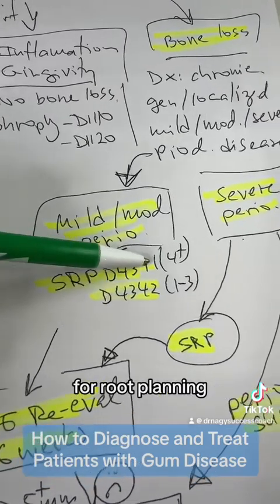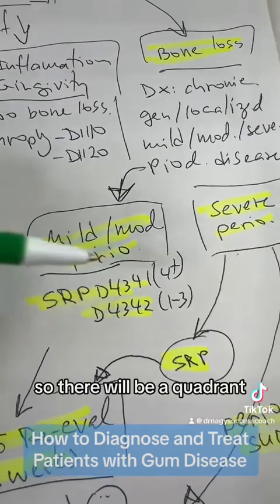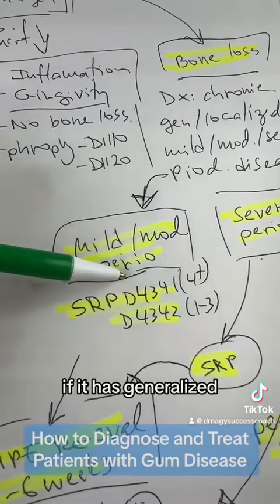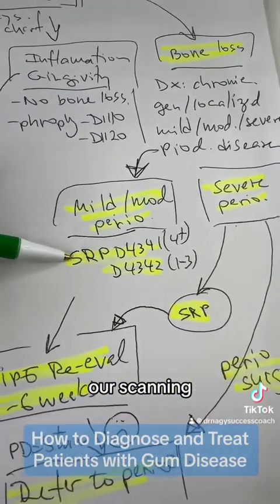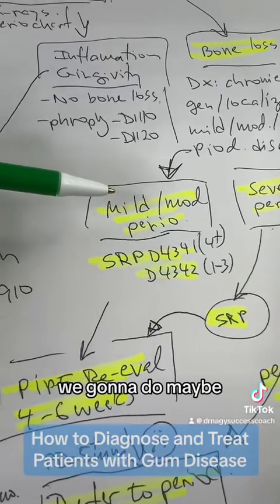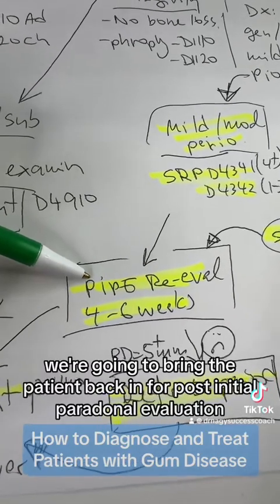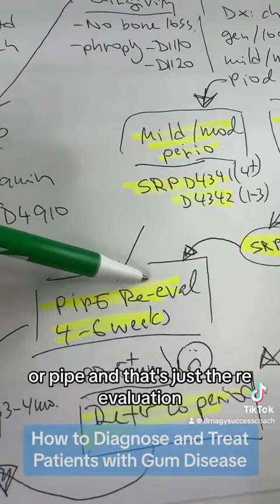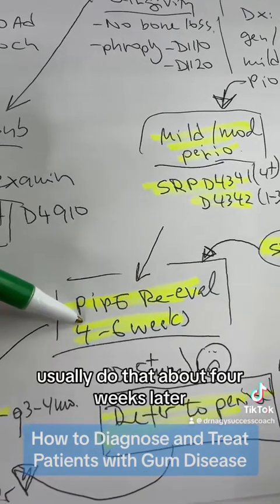And these are the dental codes for root planing. So it's going to be 1 to 3 teeth, or it's going to be more than 4 teeth. So that will be a quadrant. So if a patient has more like a localized gum disease, then it's going to be 1 to 3 teeth. If it has generalized, it's probably going to be a whole quadrant. So we're going to do scaling and root planing, and usually do it in 2 quadrants, like one side at a time. We're going to do maybe the left side and then the right side, and then we're going to bring the patient back in for post-initial periodontal evaluation, or PIPE, and that's just a reevaluation to see if they have gotten better. We usually do that about 4 weeks later.